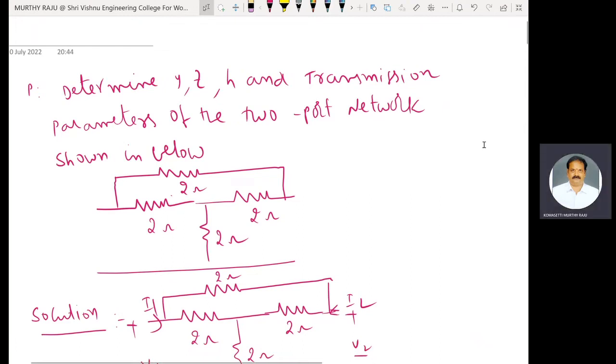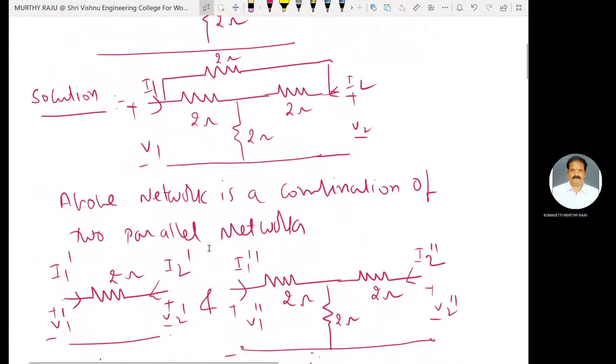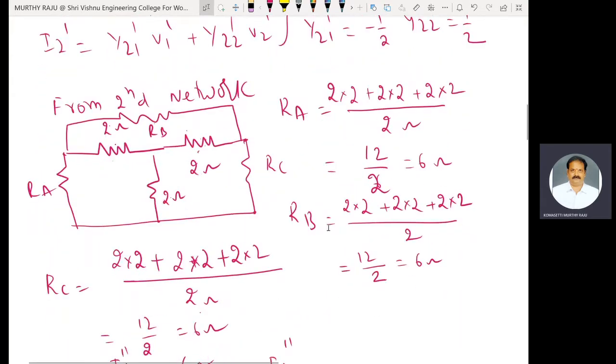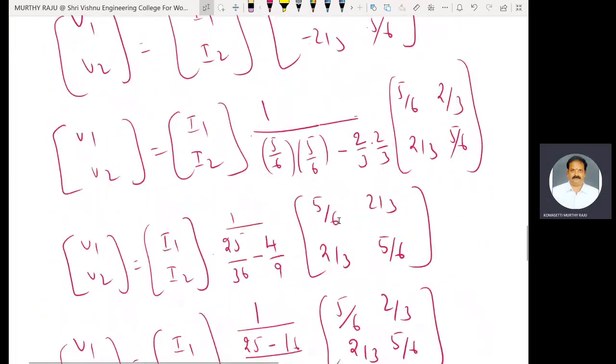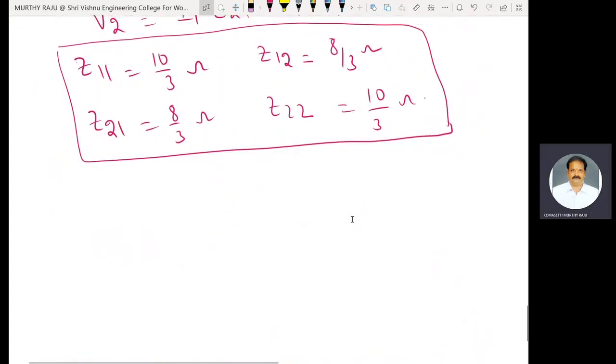In part 1 already I have explained Y parameters and Z parameters for the circuit. Now I am going to derive H and transmission parameters. This is the two-port network. Already in part 1 video I have explained and derived the Y and Z parameters. Now I will concentrate on H parameters. Here the third one is H parameters.